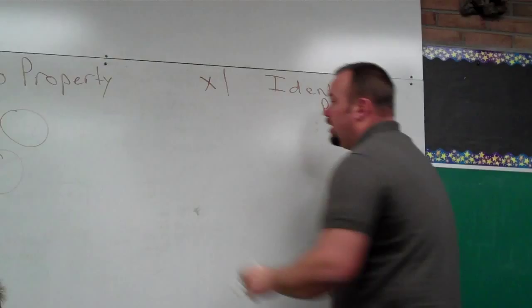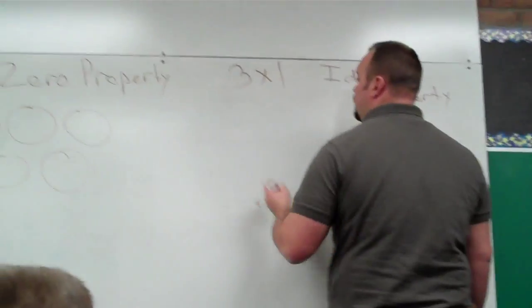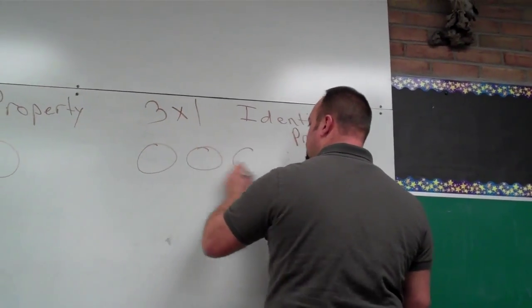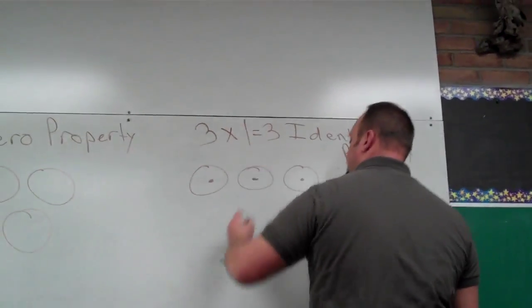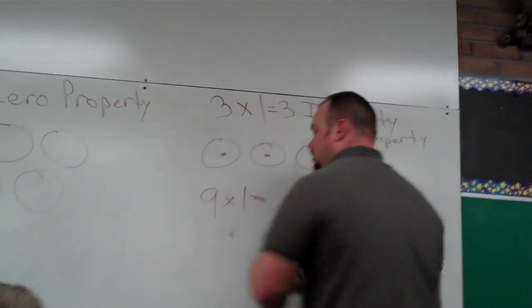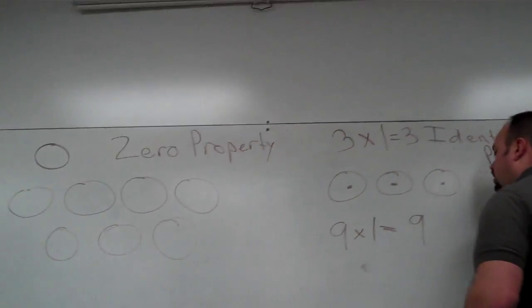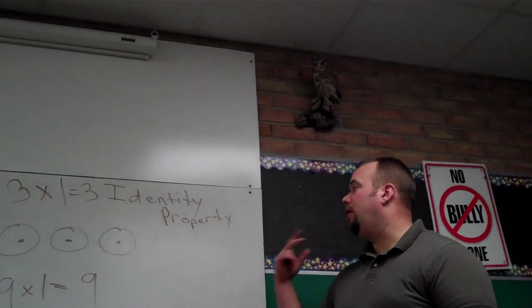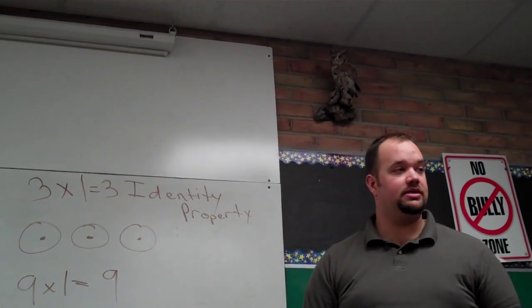All right. Let's say we have 3 groups with 1 in it. How many is there? Nadia? 3. Let's say we have 9 groups of 1. What are we going to have? Emily? 9. Can anyone give me any idea why multiplying by 1 is the identity property? What is that saying?